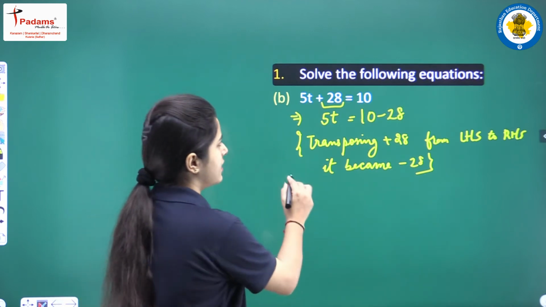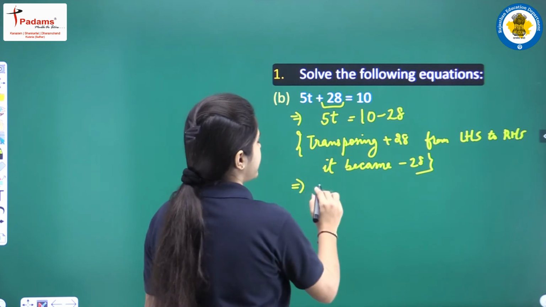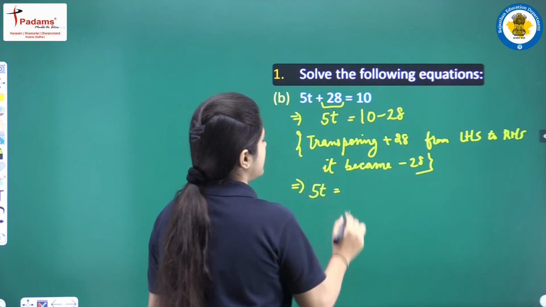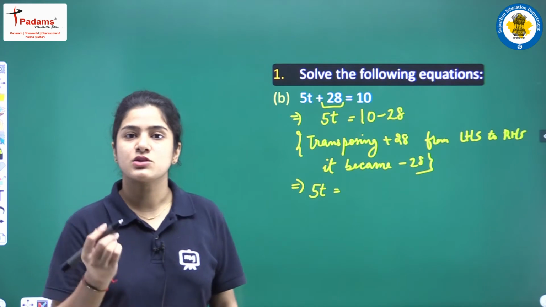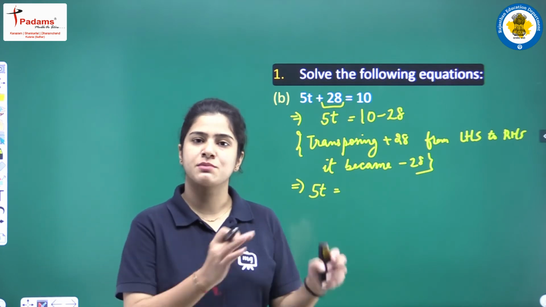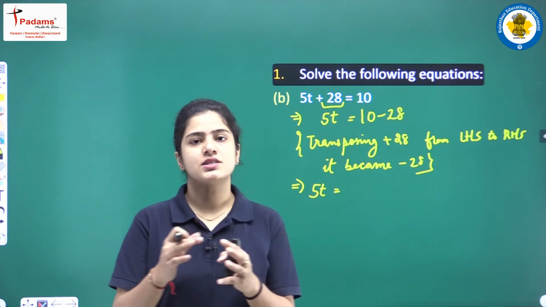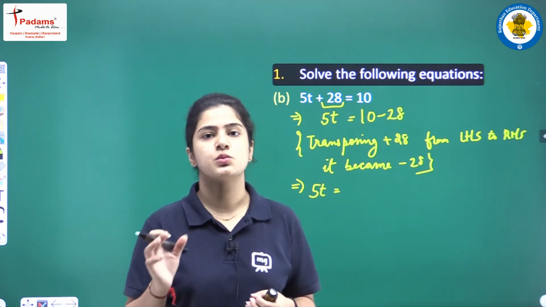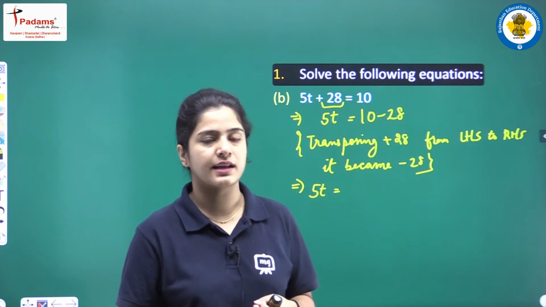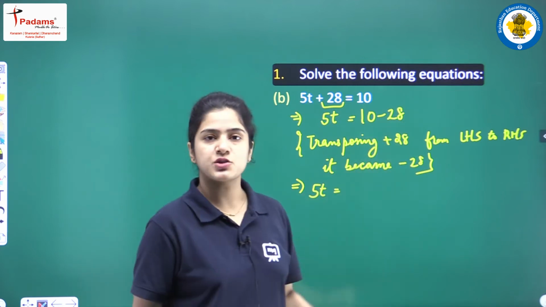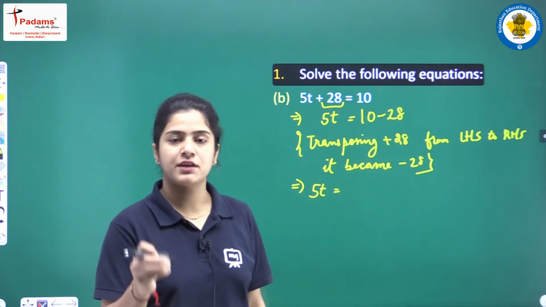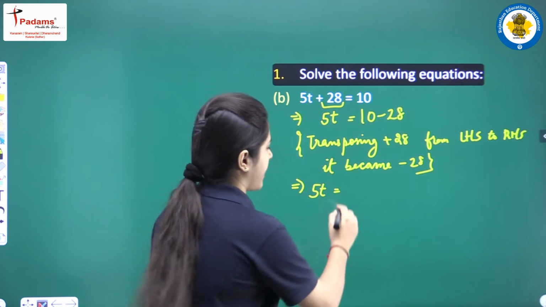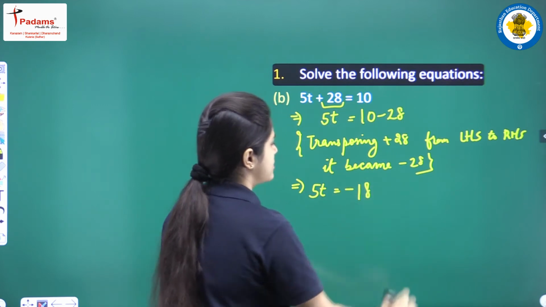Okay, students? Now, students, this 5t is equals to 10 minus 28 is equals to minus 18. Okay, students? Because plus minus is minus. 10 minus 28 is equals to 18. The bigger the number is, the result will include the sign of that particular number. Okay. So, 28 is a larger number. The sign with 28 will be the sign of your result. Okay. So, minus 18.